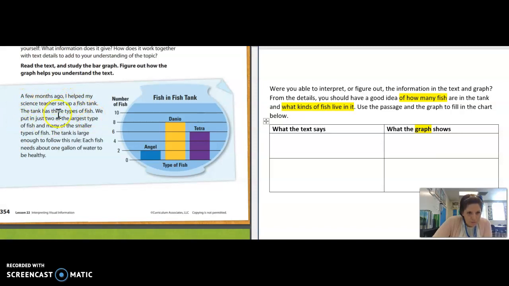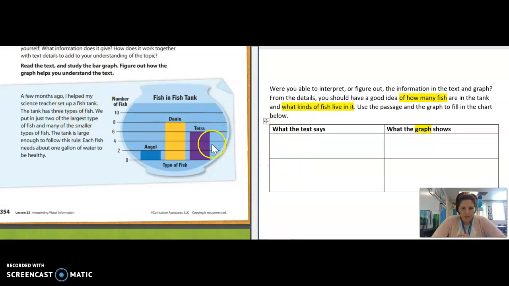So most of that was pretty easy to follow along. This part right here, I got kind of confused on. The tank has 3 types of fish. I'm assuming this is like 3 bar graphs, 3 types maybe. We put in just 2 of the largest type of fish and many of the smaller types of fish. Okay. So now I'm going to go over here to my graphic organizer.